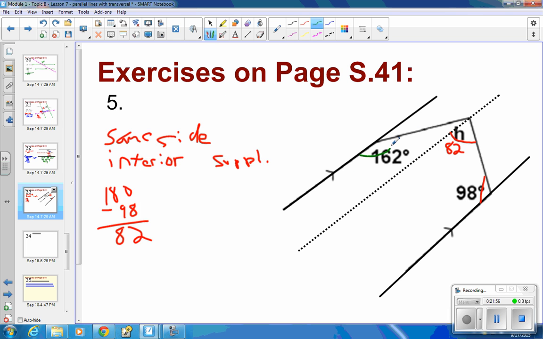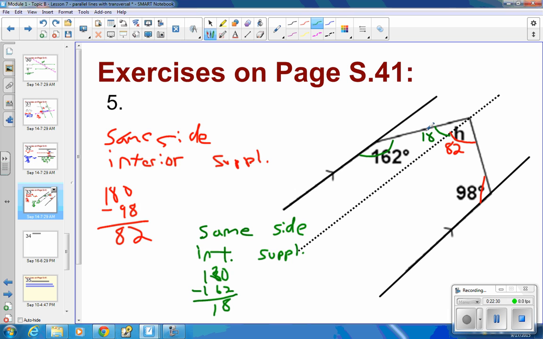Then I know that this angle here is 162, and I'm looking for the rest of that one. Again, these are parallel lines, and I am inside and on the same side. So I have another set of same side interiors, and they are supplementary. So if I take 180 and I subtract off 162, you get 18 degrees. So this little one over here is 18 degrees.